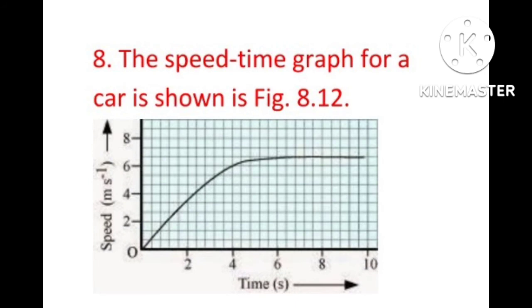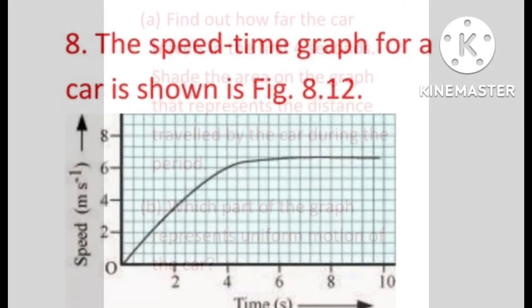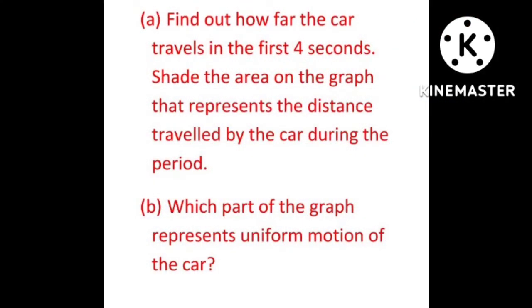Now question number 8. The speed time graph for a car is shown in figure 8.12. In the figure we can see that along x-axis time is taken in seconds, and along y-axis speed is taken in meter per second. The first question is A. Find out how far the car travels in the first 4 seconds. Shade the area on the graph that represents the distance travelled by the car during the period. Question B. Which part of the graph represents uniform motion of the car?